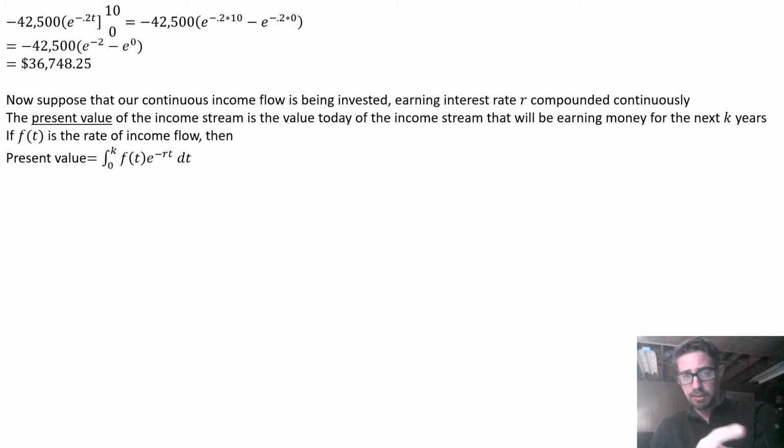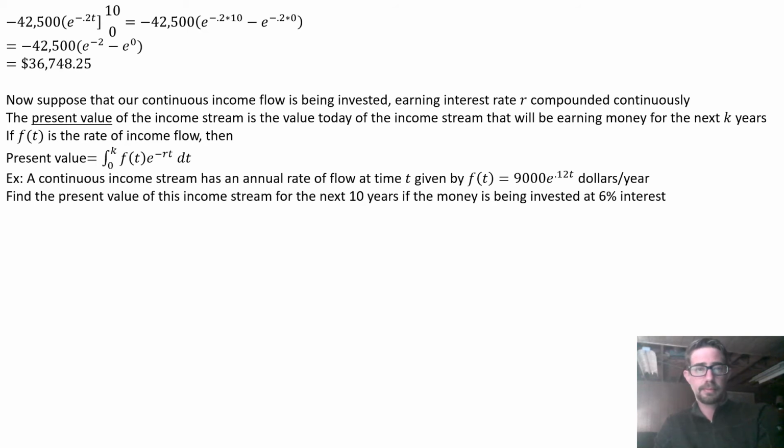So there is a t inside the integrand. So we may write inside that exponent, so we may have to do some kind of a substitution on it. So here's an example. Okay, we have another continuous income stream. It has an annual rate of flow given by f of t equals 9,000 times e to the 0.12t dollars per year. So that's still an exponential with a little small number next to the t.